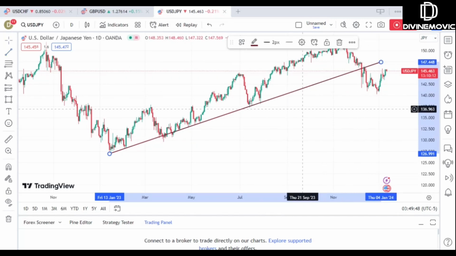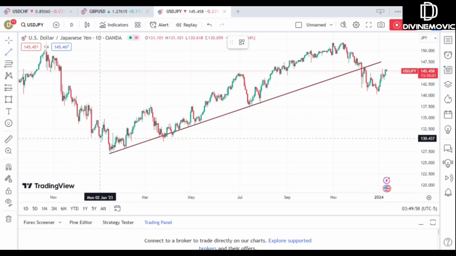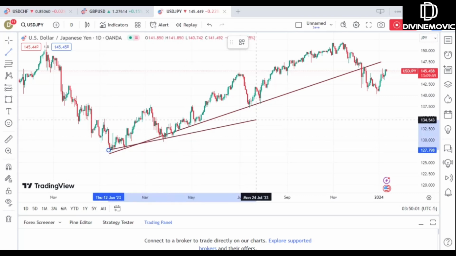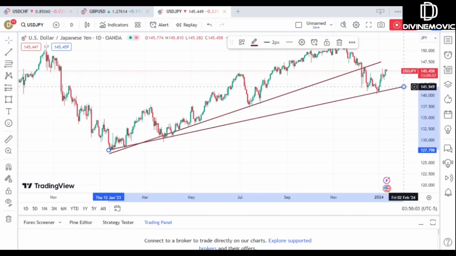Why? Because there are plenty touches on this trend. Now, the plentier the touches, the more valid the trend is. But some persons can choose to draw the trend like this. Now, this is still valid, but I like to go for the one that has plenty touches because it gives me more information on what is going on.